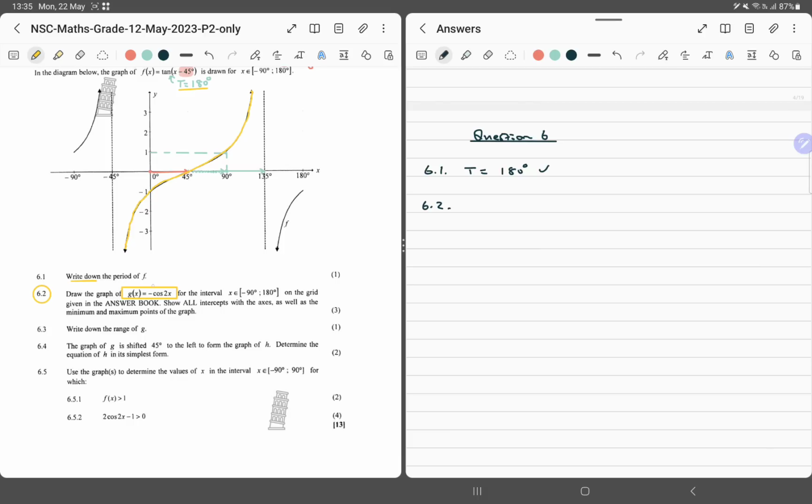But now what do we know? We know that this graph is negative. This means once we multiply the function by -1, we are vertically reflecting. So this is a vertical reflection.